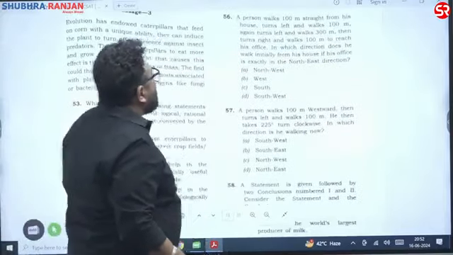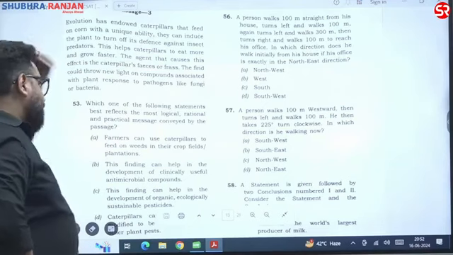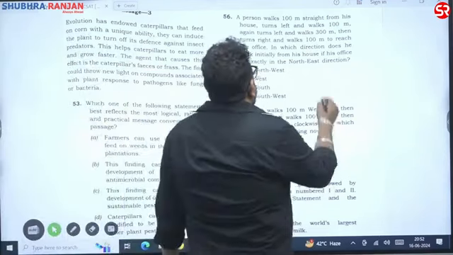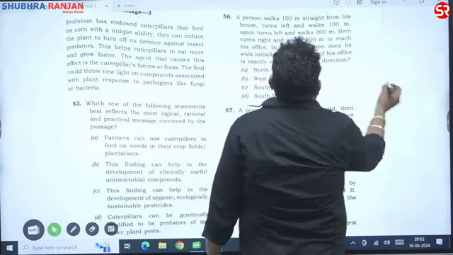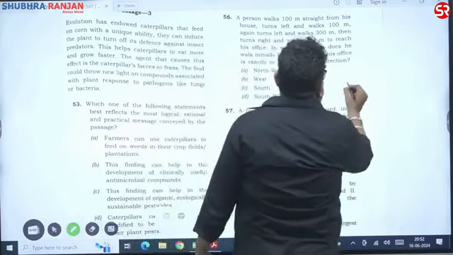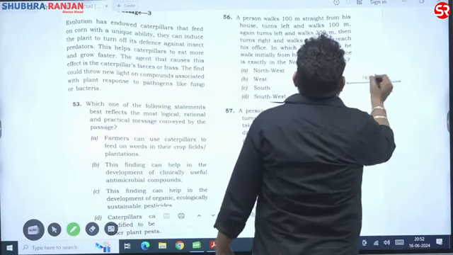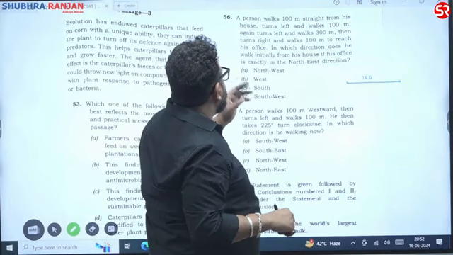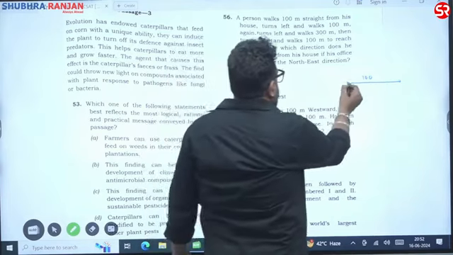Now, this is again a very techy question. This is one question which has given a lot of pain. A person walks 100 meters, again turns, 100 meters from his house. So this is his house.